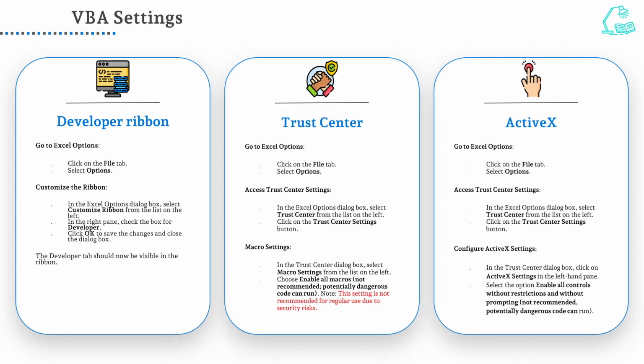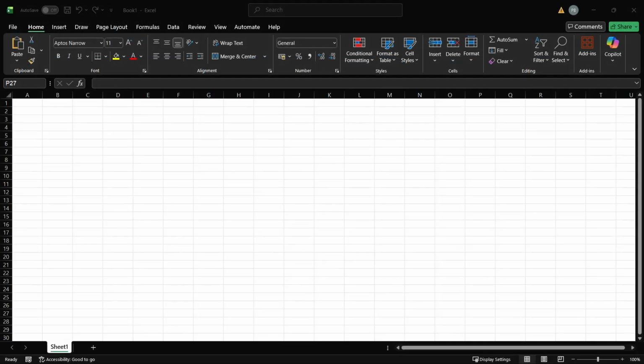ActiveX controls provide additional functionalities beyond standard form controls. Here's why enabling ActiveX controls is important. ActiveX controls offer more features and customization options compared to standard form controls. For example, they can be used to embed multimedia elements or create complex user interfaces like menus with macro buttons. They allow for more interactive and dynamic content within your Office documents. Many legacy applications and scripts rely on ActiveX controls for functionality. Let's move to our Excel application to set up those things.